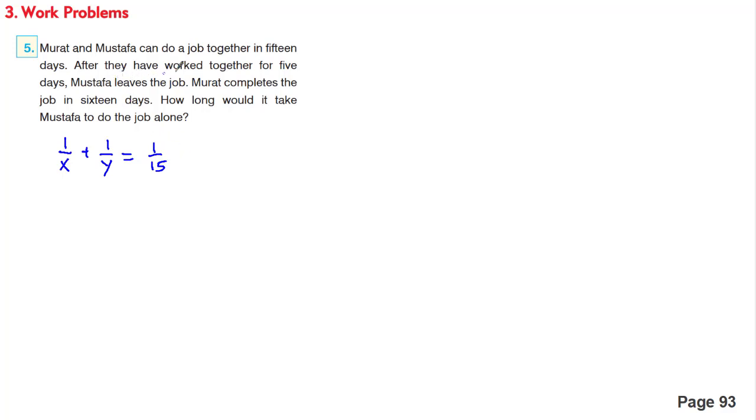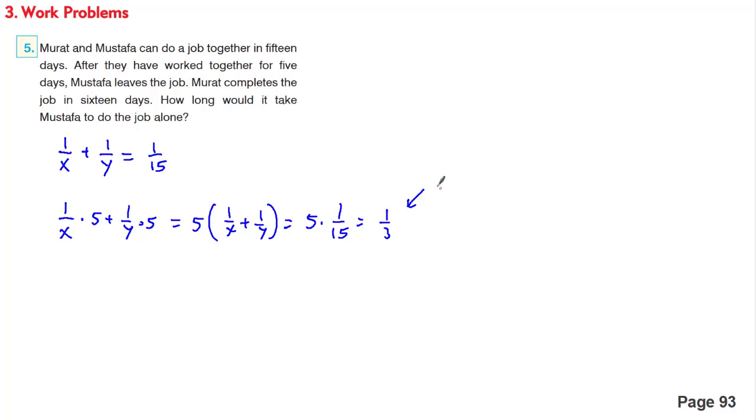Now, after they have worked together for 5 days, Mustafa leaves the job. So they work for 5 days. That means 1 over x times 5 days plus 1 over y times 5 days. We can factorize a 5: 1 over x plus 1 over y. You get 5 times 1 over 15, so it's 1 over 3. What does that mean? 1 over 3 of the job is done in those 5 days. So then Mustafa leaves the job.